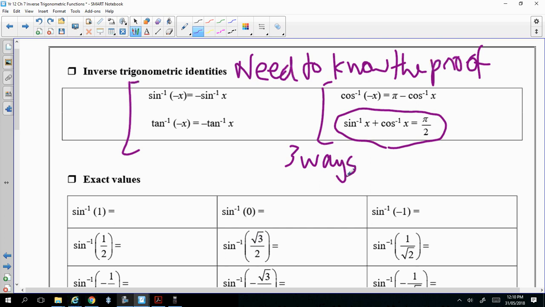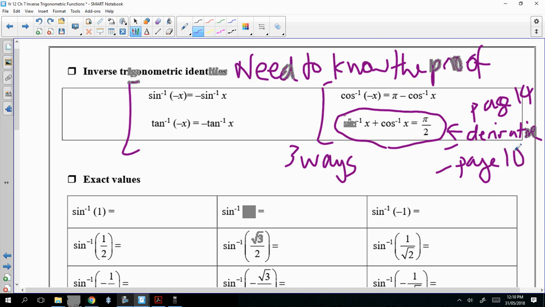So we can do it using the derivative. Actually, there's only 2 ways. The derivative way is done on page 14. Page 14, have a look. And the other way is done on page 10. Alright, actually 2 ways. And then if you go to page 10, you'll see the rest of the proof.